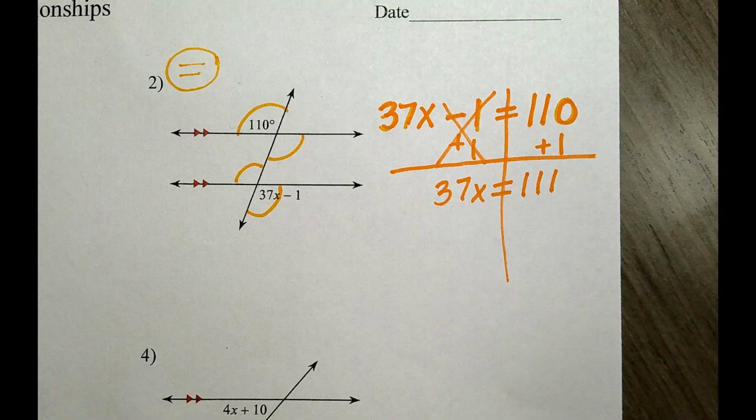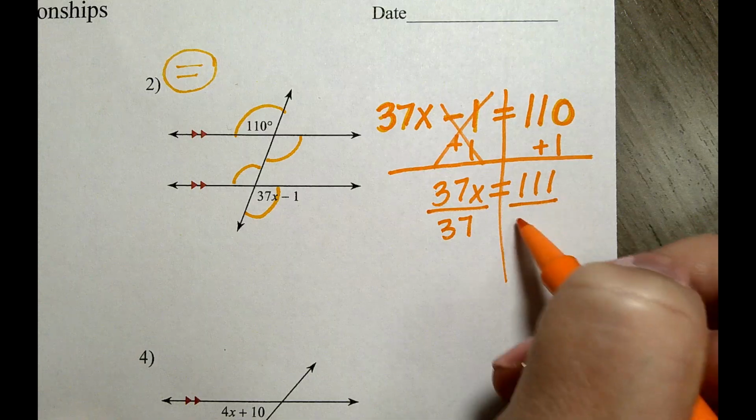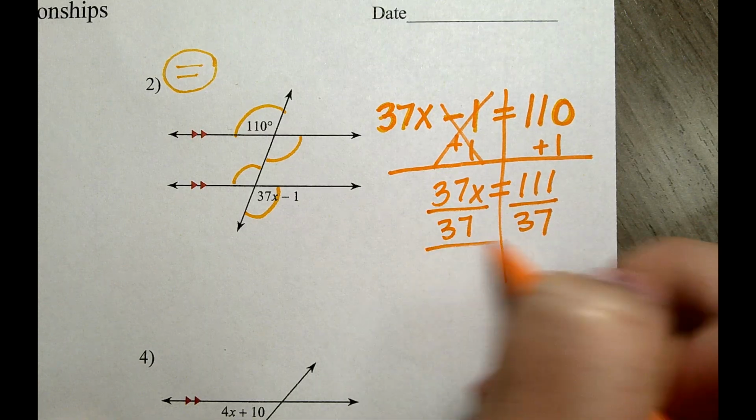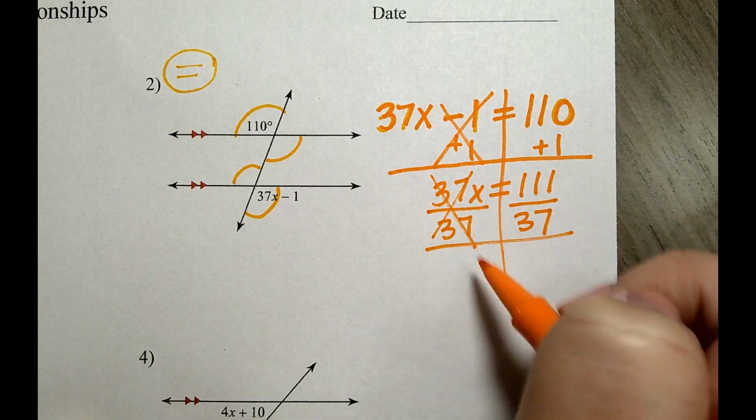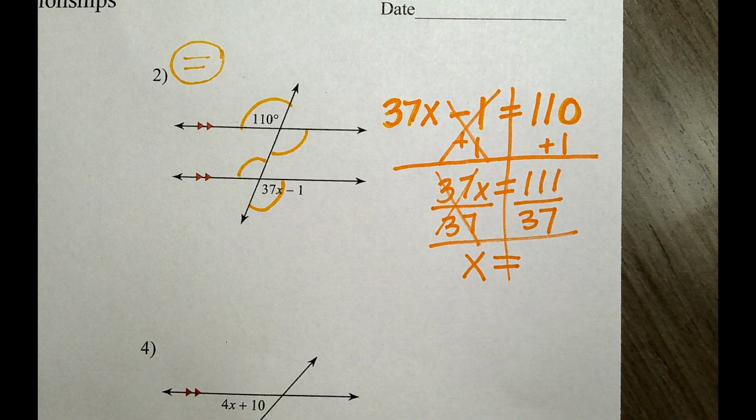And I've got one last step. Divide by 37 on both sides. That's going to get rid of those. And I have x by itself equals.